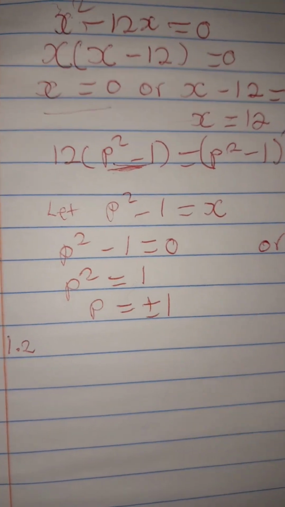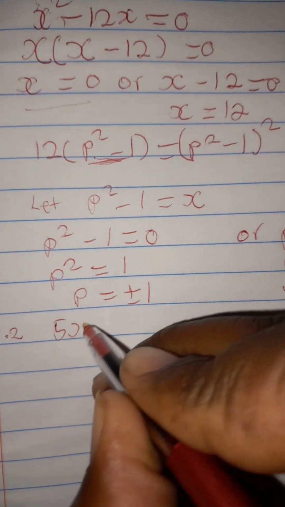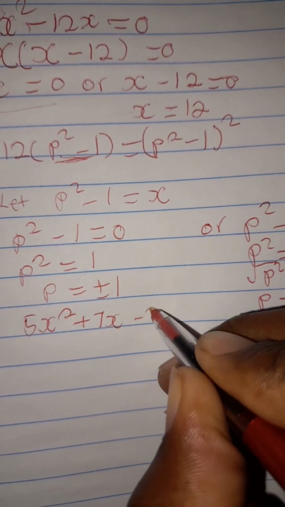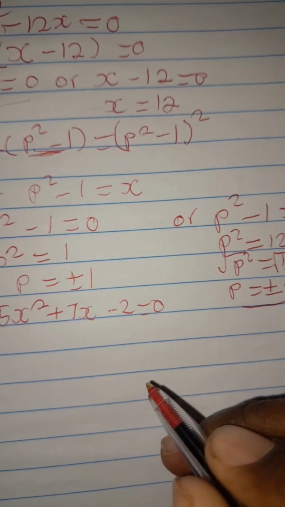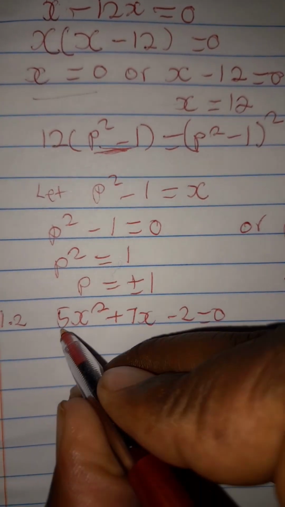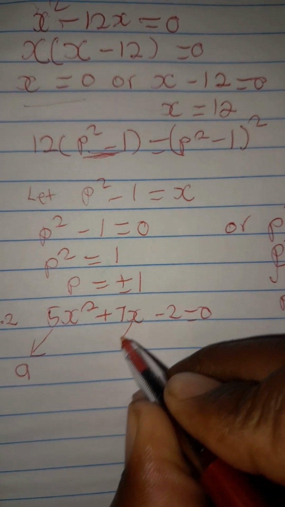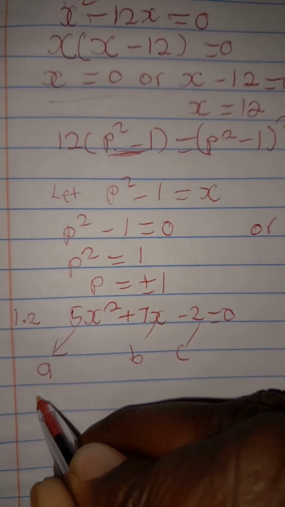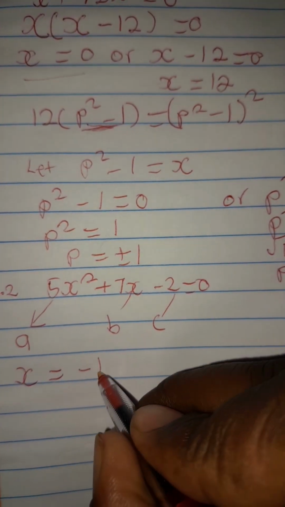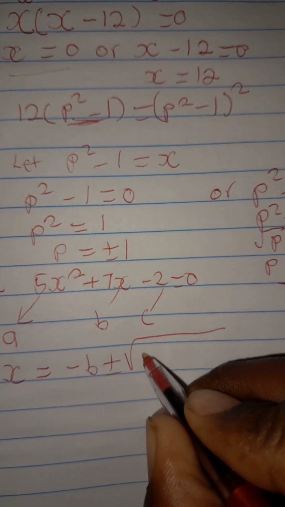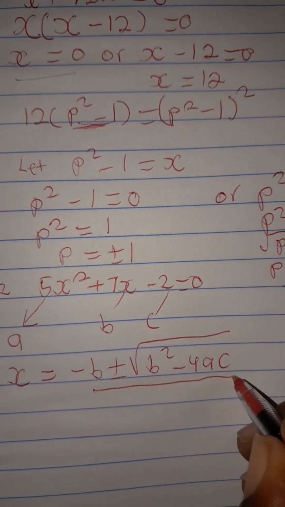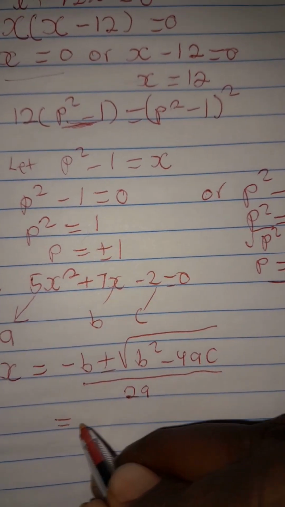To work with 1.2, guys, remember that we are given 5x squared plus 7x minus 2 equated to 0, so round off your answer to 2 decimal places. Here you can complete the square or use the quadratic formula. So this is a, this is b, and this is c. In your formula sheet, there is a quadratic formula: negative b plus or minus root b squared minus 4ac, divided by 2a.